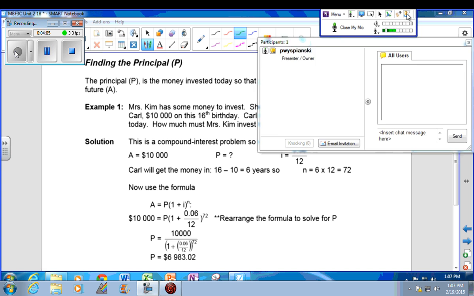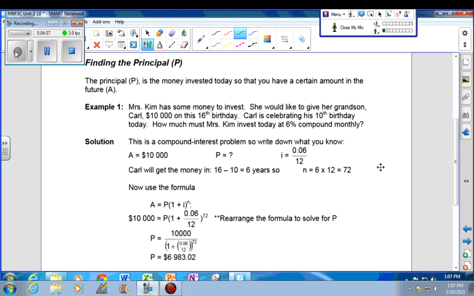Let's have a look here. Of course, P, the principal, is the money that's invested today, so you have a certain amount in the future. So sometimes the problem is not, I have this amount of money to invest, how much am I going to make at the end of it, but rather something like if you're thinking about retiring, or if you're thinking of going on a vacation, or maybe you just want to buy an iPad or something next year.